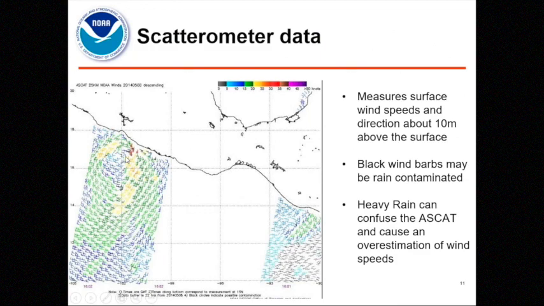And then to the northeast, you can see that there are very strong winds here. The scatterometer is saying that there are about 40 to 45 knot winds in the northeast quadrant, and this is likely contamination as well, or an overestimate by the scatterometer data, because heavy rain causes an overestimation of wind speeds with these scatterometers. So I think that's likely what's happening here.